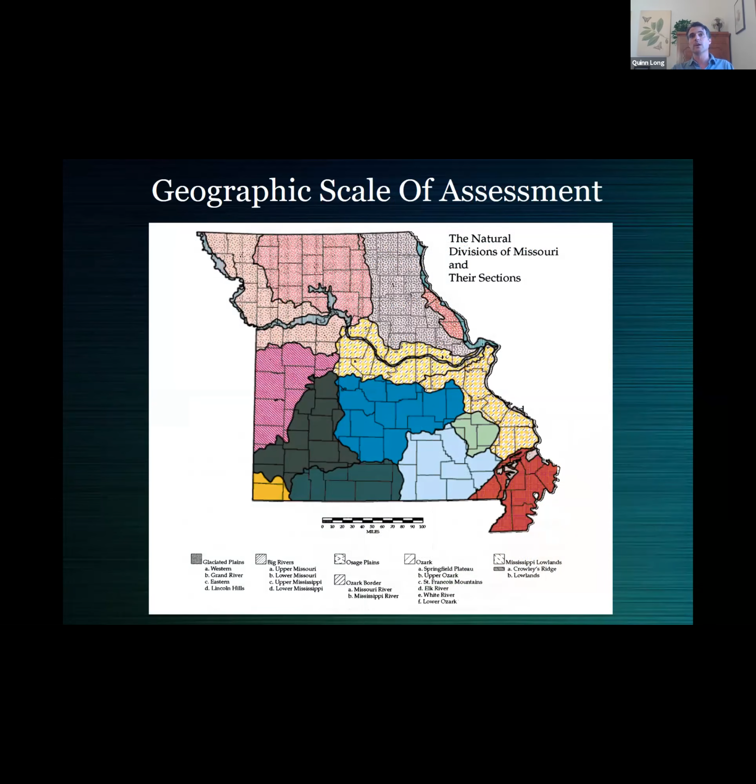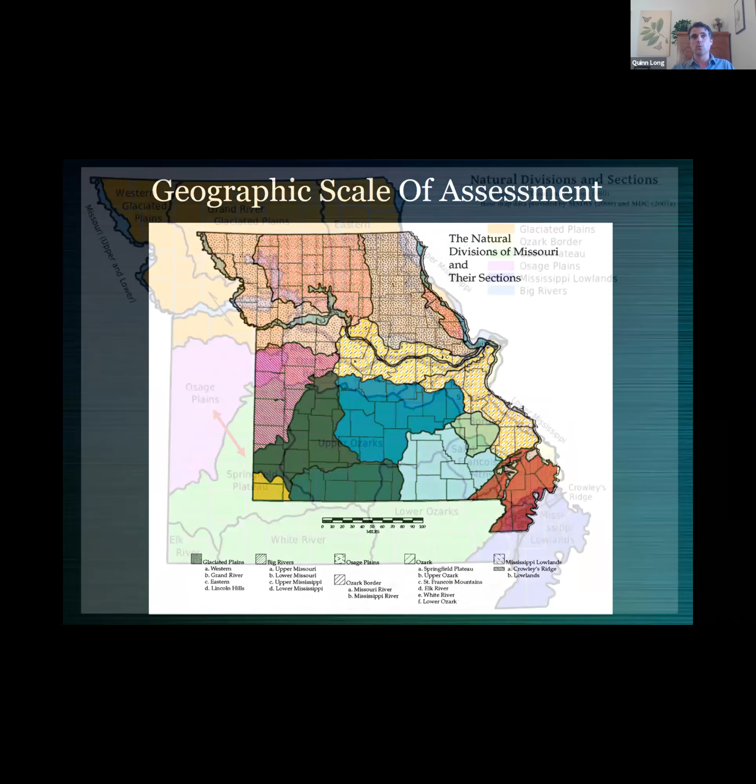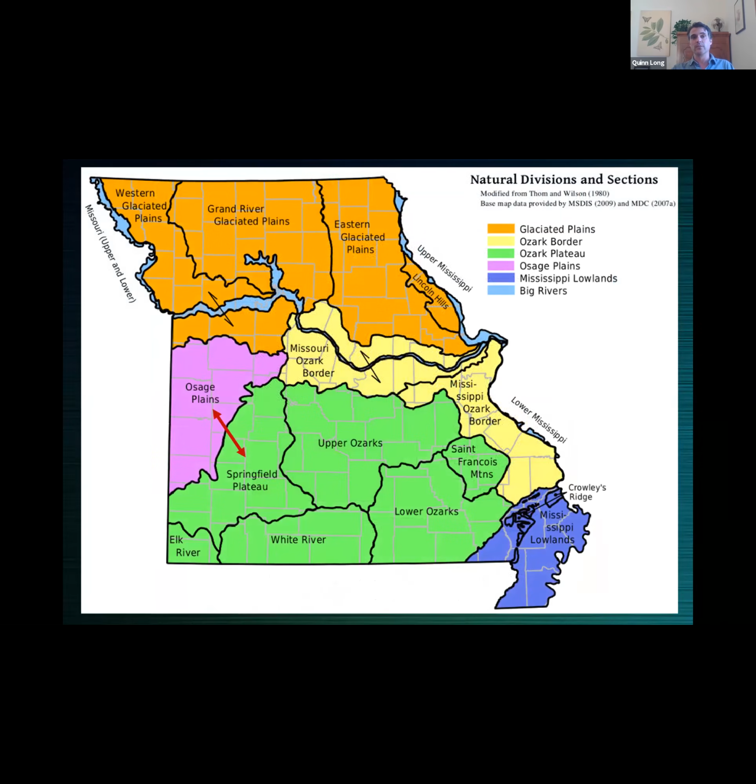So now looking at the geographic scale of the assessment, of course, it pertains to the entire state of Missouri, but there are significant ecological differences across the state. So we broke this down based on the natural divisions of Missouri and their sections with one minor modification, and that is we took the Springfield Plateau of the Ozark region and combined that with the Osage Plains Natural Division, given the ecological similarities between the two predominantly tallgrass prairie regions.